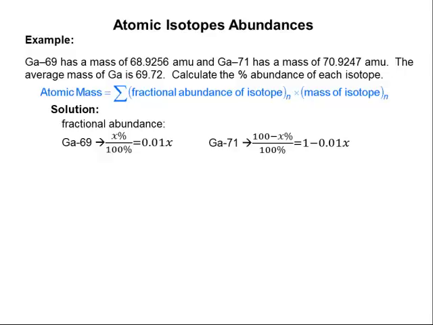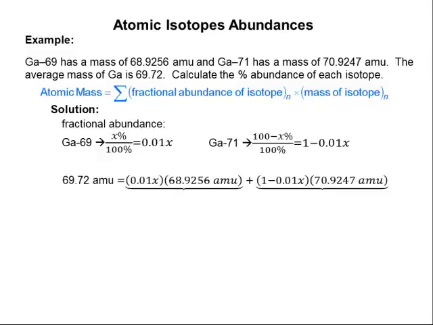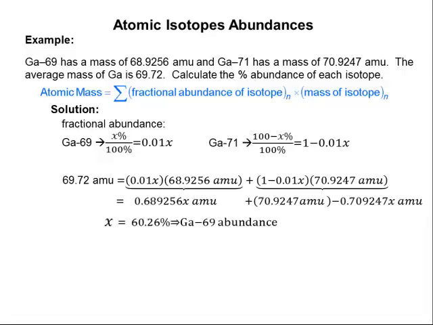All we're doing is using that equation in blue there, and we're just substituting in different things into that equation. So now, we know that the atomic mass is 69.72. We know the fractional abundance of gallium-69 is 0.01X. Take that times its mass. We know the fractional abundance of gallium-71 is 1 minus 0.01X. Multiply that by the atomic mass of gallium-71. When we calculate that out, we get these values. Now we need to combine our X's and then combine the values that don't have X's associated with them. Basically get all the X's on one side and all the other values on the other. And when we run through that calculation, we end up with X being 60.26.